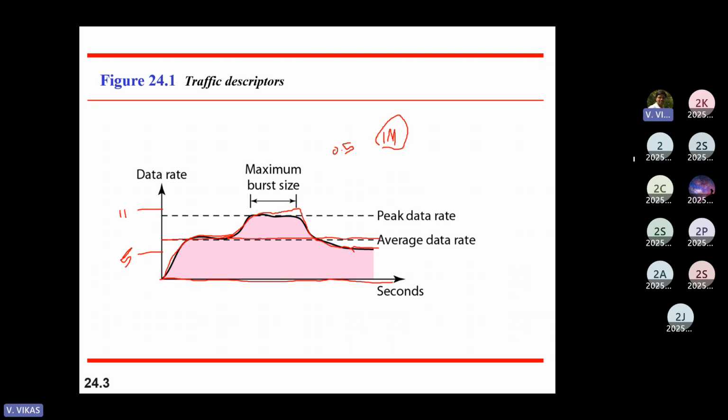Maximum burst size means the duration for which I am going to have the peak data rate. So if I consider 60 milliseconds for which I am going to have the peak data rate, then the maximum burst size will be 1 Mbps for 60 milliseconds. Understood all the three traffic descriptors?